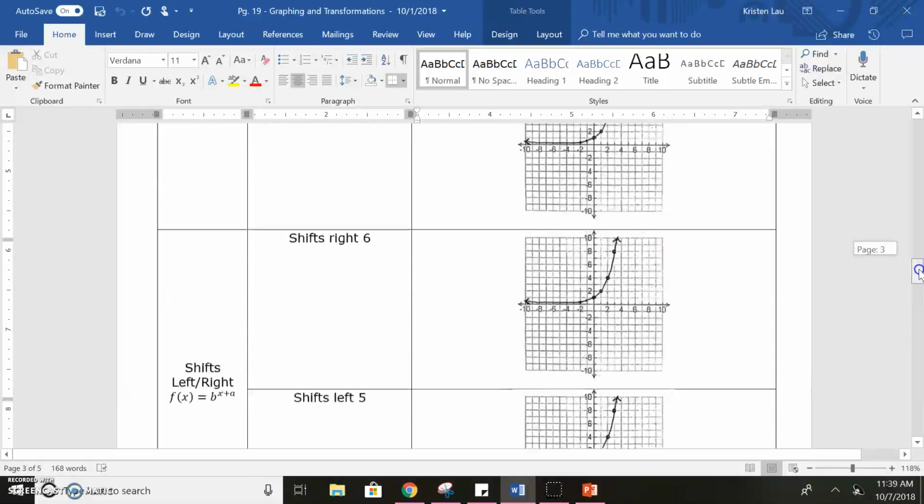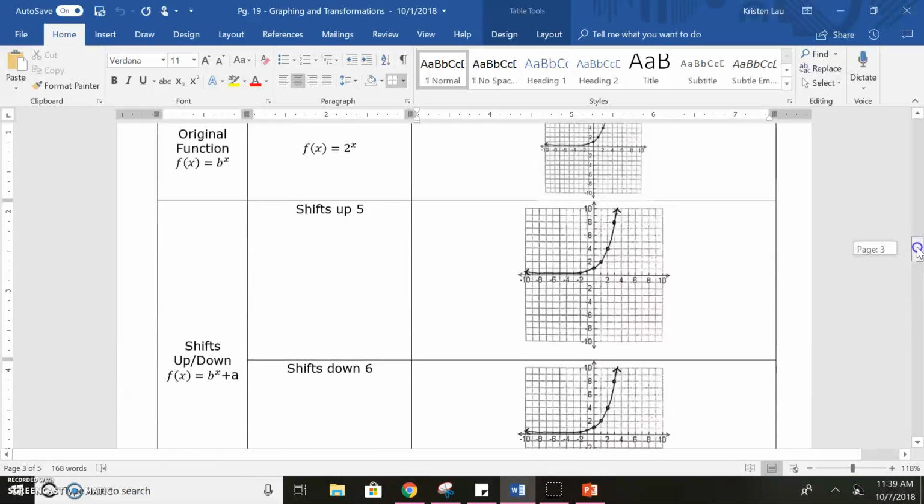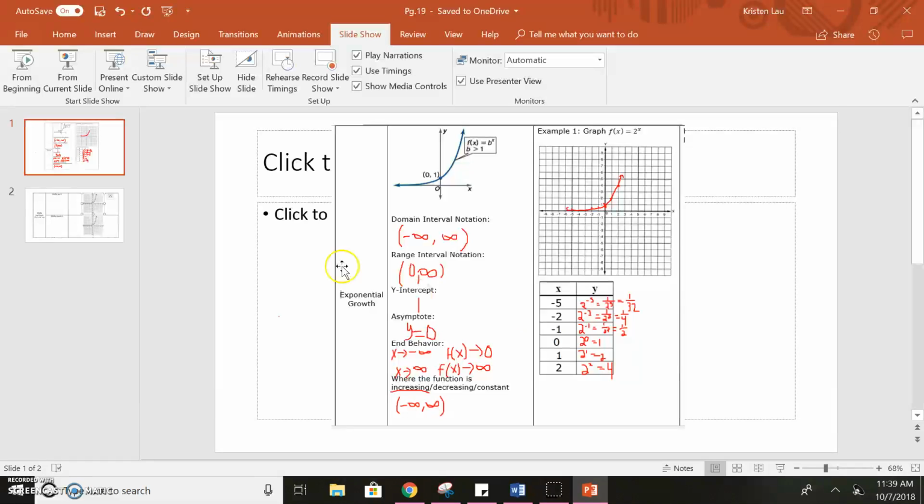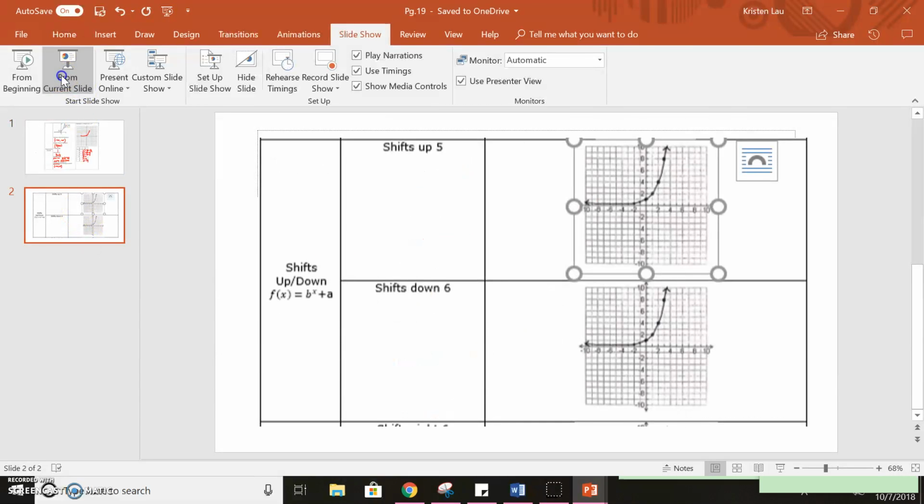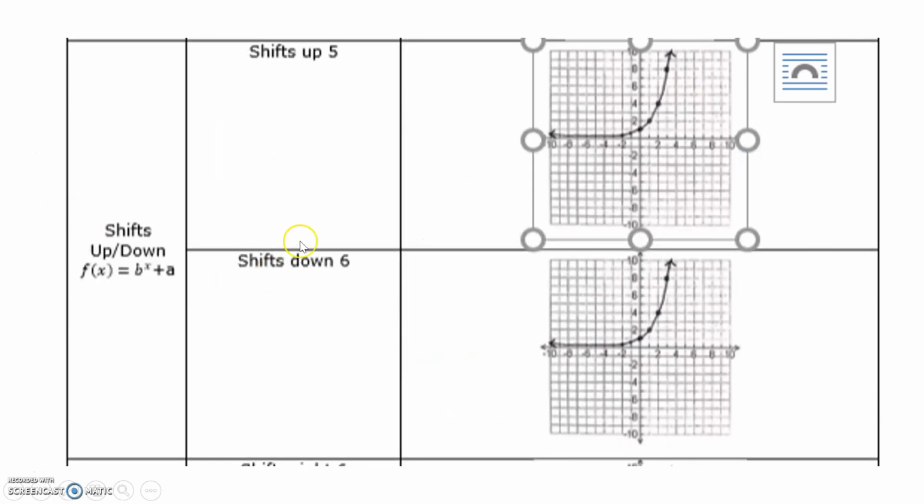I'll do the first transformations, so I'll do when it shifts up or down, and then you're going to do the rest. When it shifts up or down, first we're going to look at when it shifts up. So here my equation is going to be y equals 2 to the x plus 5. That means all of these points that I have on my graph are going to shift up 5 units.